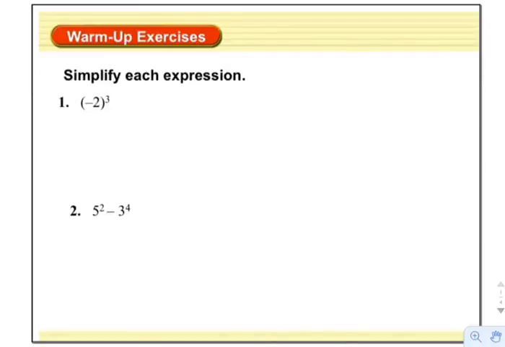Hey everyone, so today we're starting Chapter 2, Unit 2.1 about using properties of exponents. Your warm-up is just to simplify each expression. Hopefully you remember a little bit about exponents and you can look at these and think to yourself, well, negative 2 to the third power means negative 2 times negative 2 times negative 2. And you can go ahead and finish that from there.